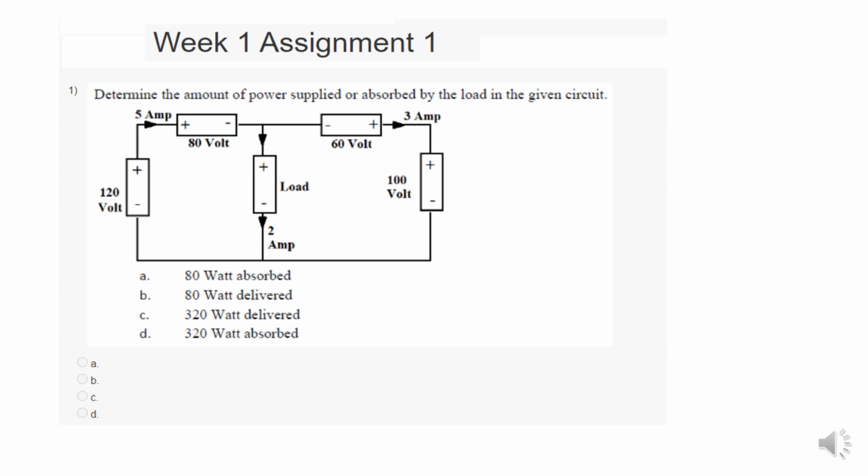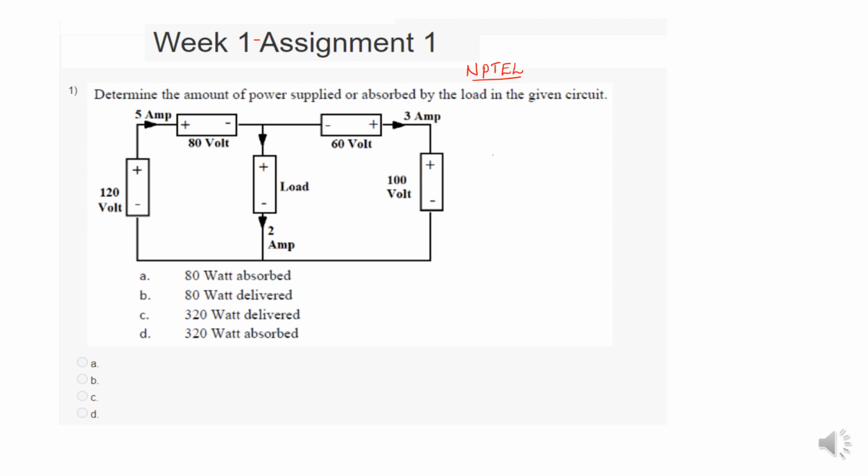In this video, I am going to solve some of the problems in NPTEL. The subject is Fundamentals in Electrical Engineering, Week 1 and Assignment 1. Question number 1: determine the amount of power supplied or absorbed by the load in the given circuit.